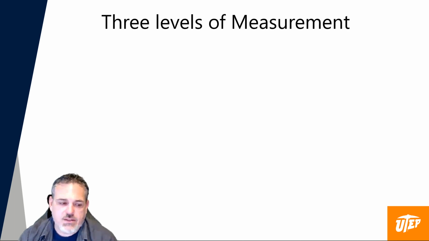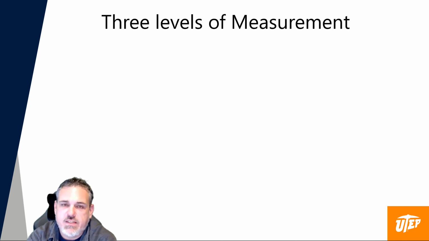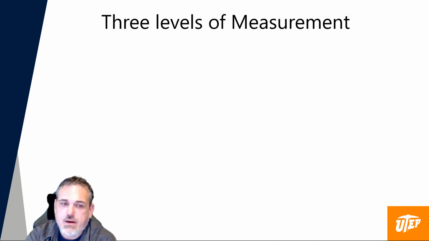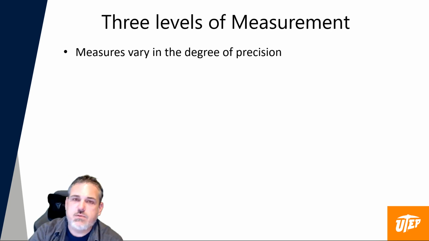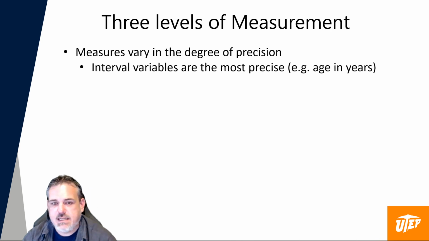When we get down to this concept of variable, we have to think about how we measure this variable. And there are largely in the social sciences three levels of measurement that we consider. Now, these measures vary in terms of their degree of precision. And precision we should think about in terms of how accurately we measure our concept. So at the highest level are interval level variables, often called continuous variables. These are the most precise.